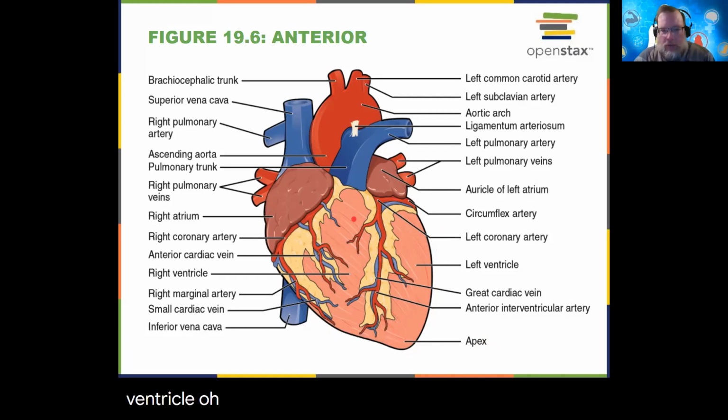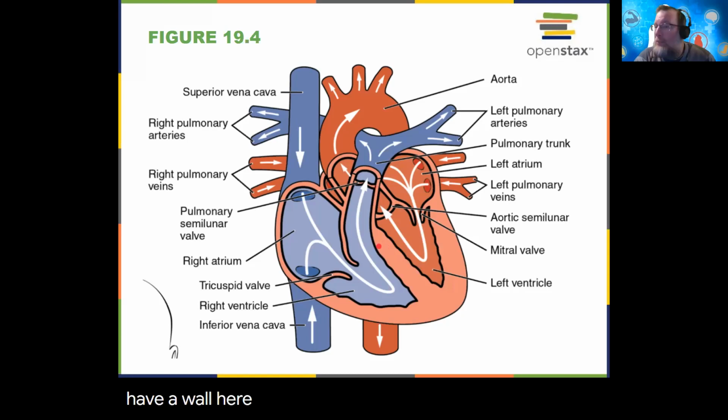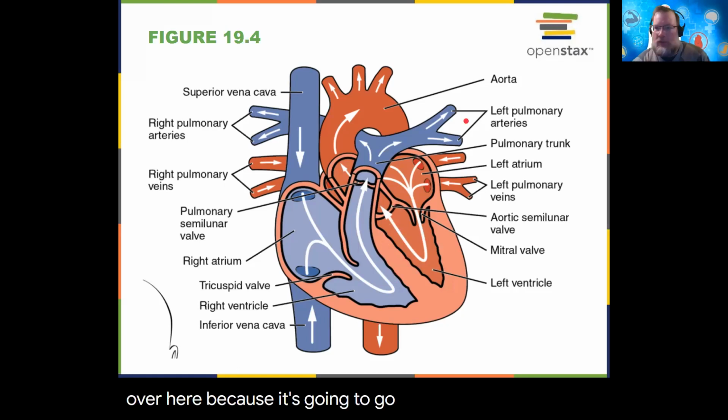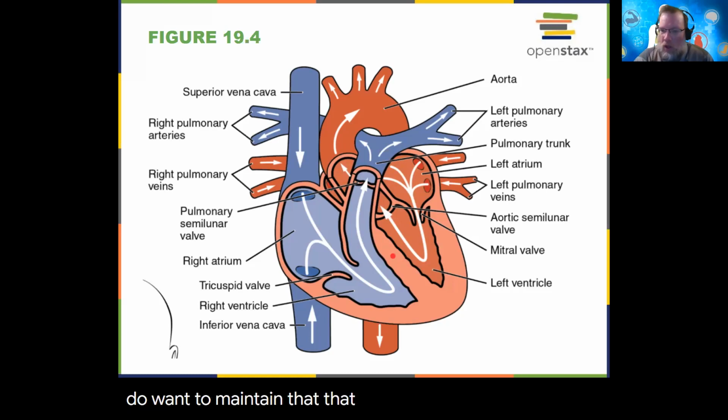Oh, and I wanted to mention real quick, back to this one, it's not labeled, we'll see the label too, but we do have a wall here. We have a septum, or a wall. We don't want this blood mixing. We don't want low oxygen blood coming over here and getting pumped out to the body, because we just got it from the body. We need to get it to the lungs. And we don't want high oxygen blood ending up over here, because it's going to go to the lungs where it just came from. It can't get more oxygenated. So we do want to maintain that complete wall, or septum.